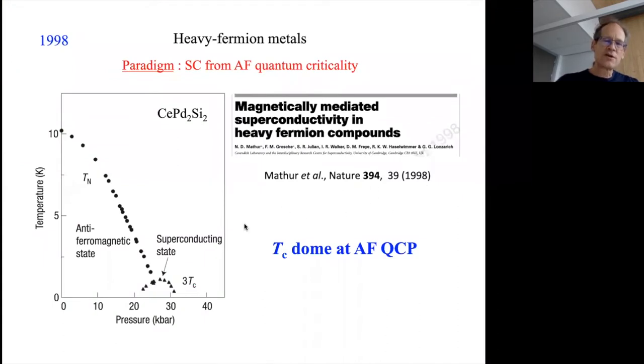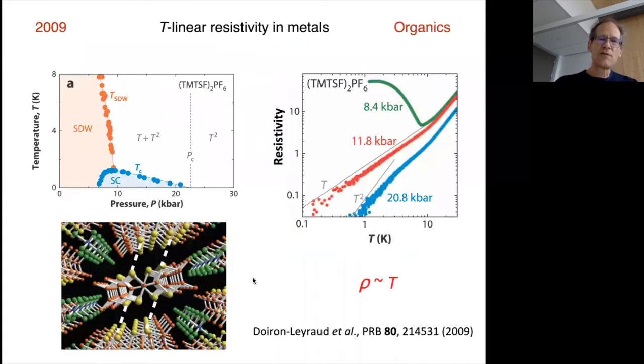Something like 20 years ago, my PhD supervisor, Gilles Lonzarich, was one of those who really emphasized the connection between quantum criticality and the superconductivity, and also the associated normal state properties, typically a resistivity that would be linear in temperature. This paradigm was really launched, I would say, with that paper.